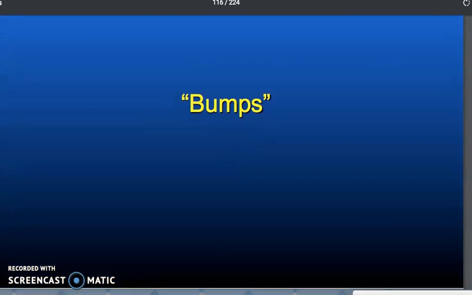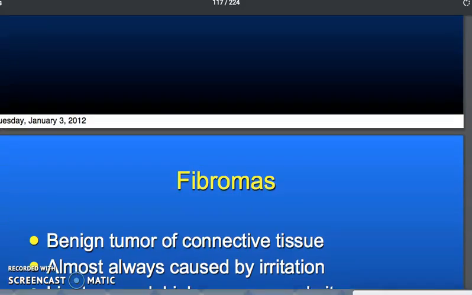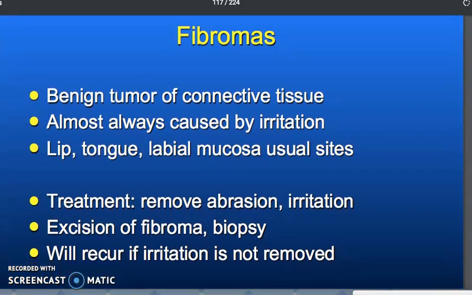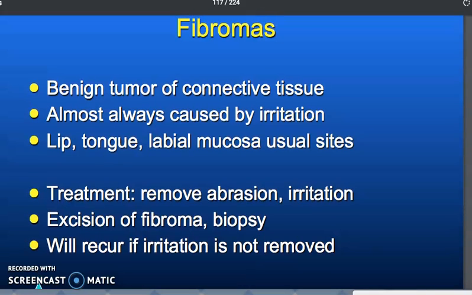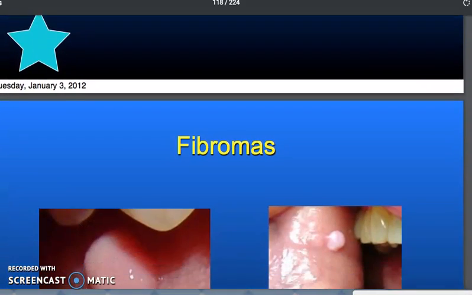Okay, now let's talk about bumps that can be found in the mouth. First one we're going to look at is called fibromas. These are benign tumors on connective tissue, usually caused by irritation on the lip, tongue, labial mucosa. Usually these are the sites that they'll be found. The treatment for them, they can be removed, or you can remove the irritation and hopefully that will take care of it. They can be removed and biopsied. Sometimes they will come back if the irritation's not removed. So they're called fibromas, usually benign.